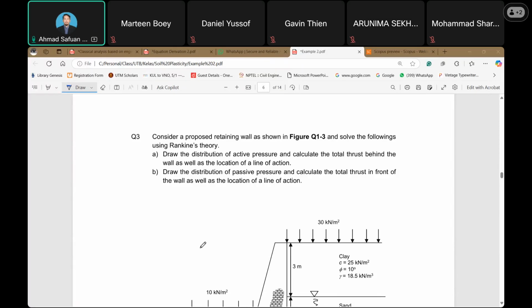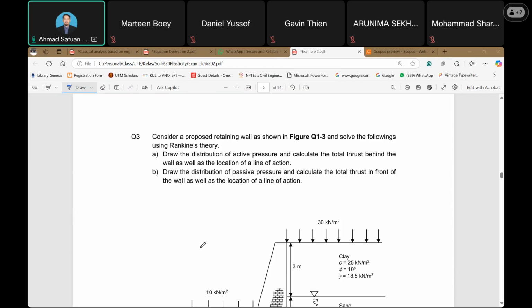So we continue with the example number Q3, and solve the following using Rankine theory. Draw the distribution of active pressure and calculate the total thrust behind the wall as well as the location of the line of action. So we need to determine the total thrust and also the line of action.